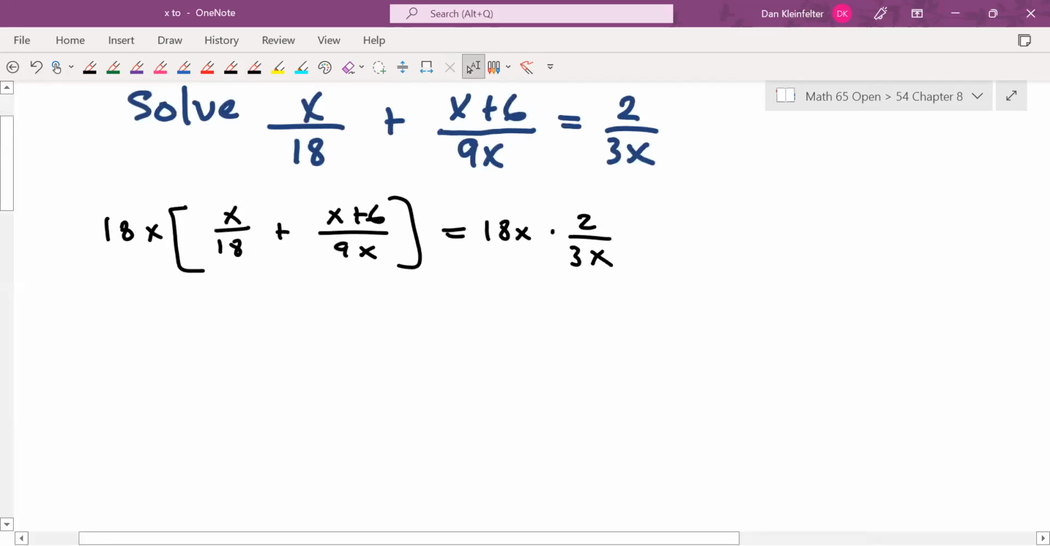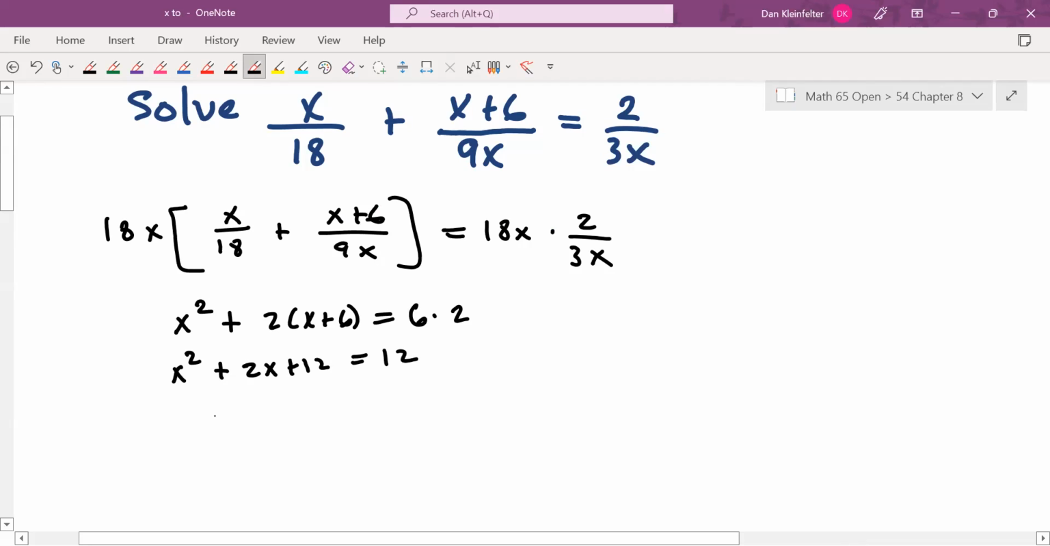Okay, so then distributing on the left side, the 18s will go away. We'll be left with x squared. In the second term, 18x divided by 9x is 2. We'll have 2x plus 6. And then on the right side, 18x divided by 3x is 6. We'll have 6 times 2. Okay, so a little bit of cleaning. We'll have x squared, 2x, and 12. The right side is 12.